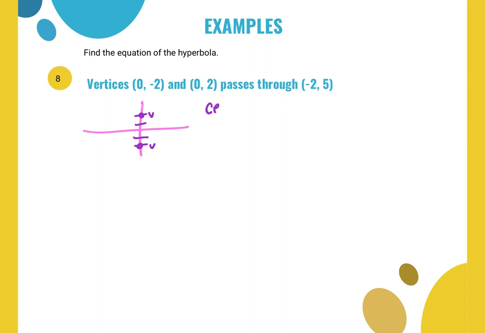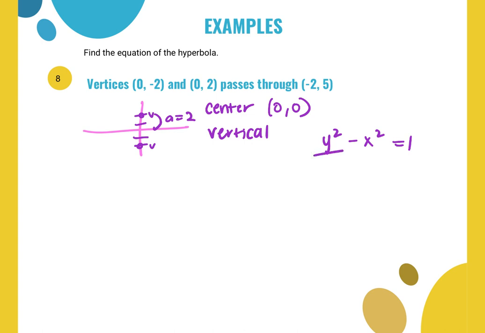I know my center is again at (0, 0). It's the vertices, so it's vertical, which means it's y squared minus x squared equals 1. And a is 2. So y squared goes over a squared. That makes that 4. The only thing missing is my b squared. The second piece of information it gives me is that it passes through (-2, 5).